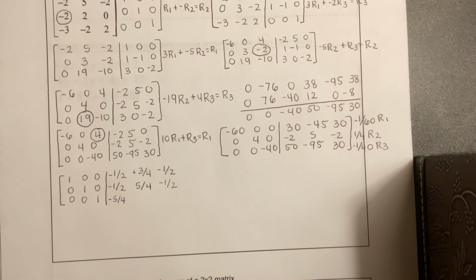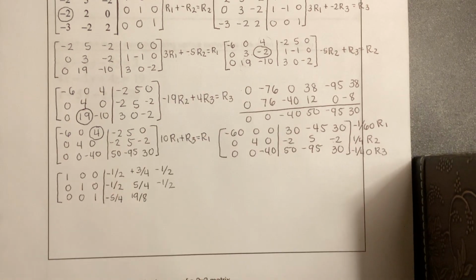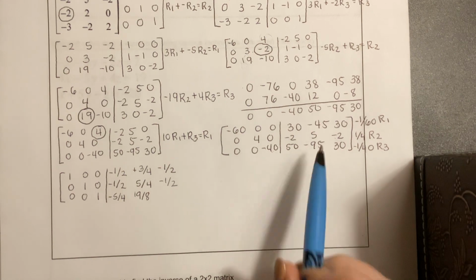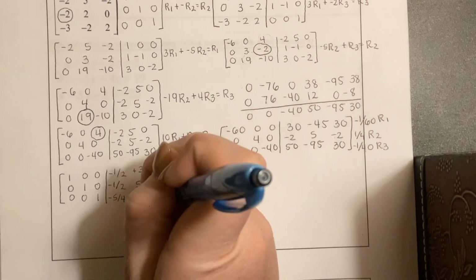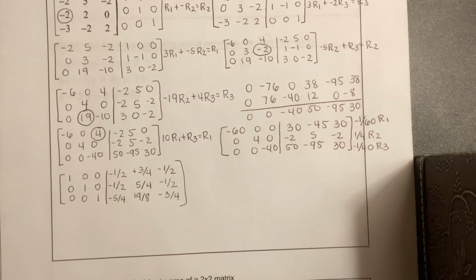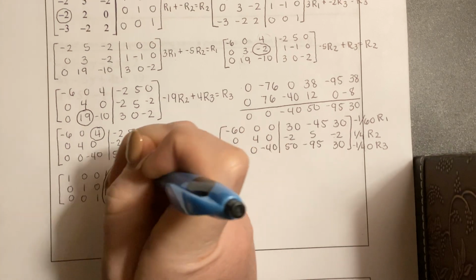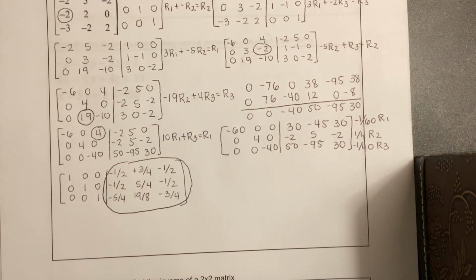Negative 95 times negative 1/40 is going to give me 19 over 8. Ugh, that's a really ugly one. And then 30 times negative 1/4 is going to give me negative 3/4. This side right here, that is your inverse.